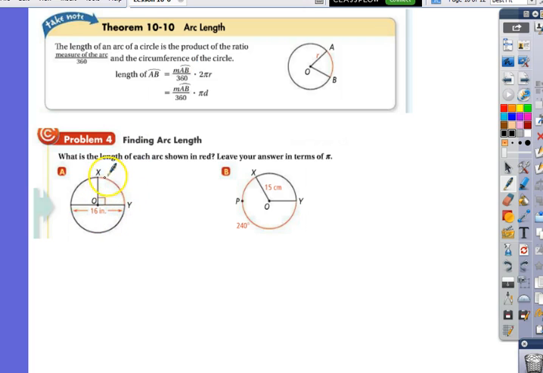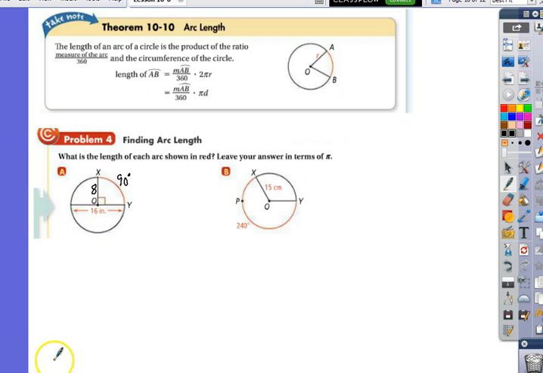So first of all, if I want to find the length of XY, I need to know the measure of XY. So what's the degree measure of XY? 90, because that central angle was a right angle, that's 90 degrees. That means the arc measure is 90 degrees. What's the radius of this circle? 16 is the diameter. What's the radius?